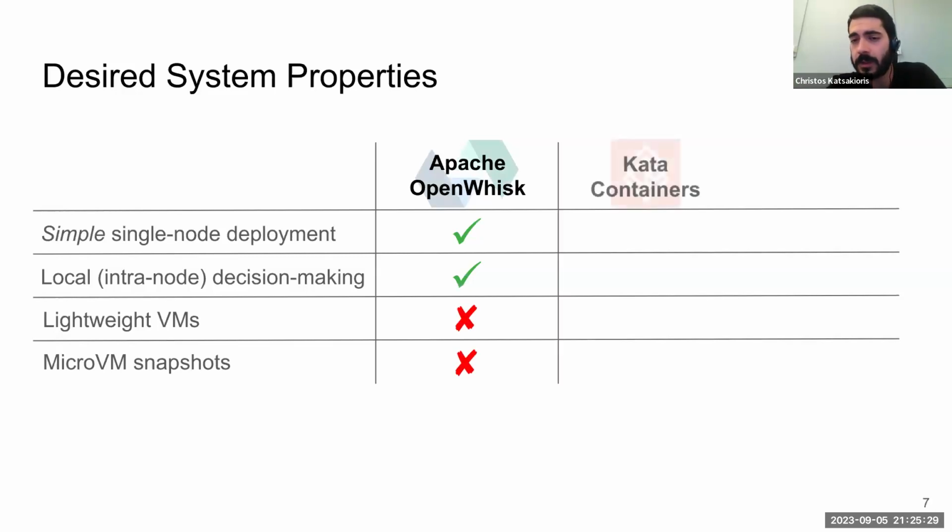Our next option was Kata Containers, being just an OCI runtime rather than a complete platform. Kata is relatively simpler to deploy and to hack into on a single node.